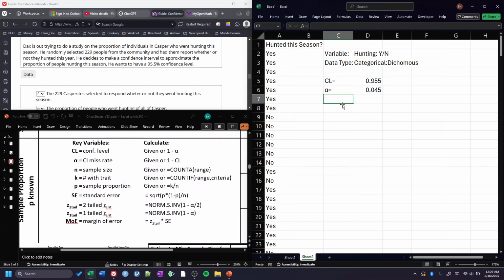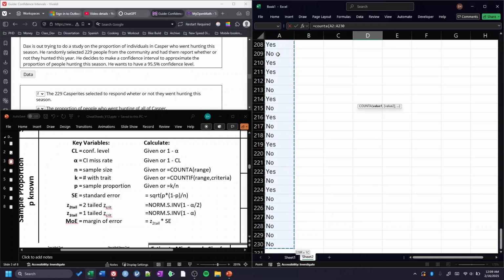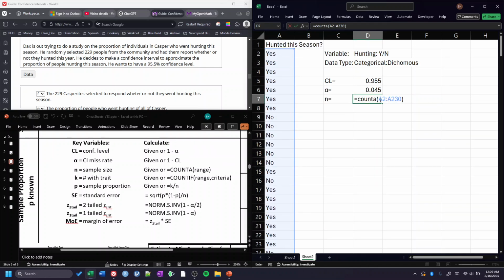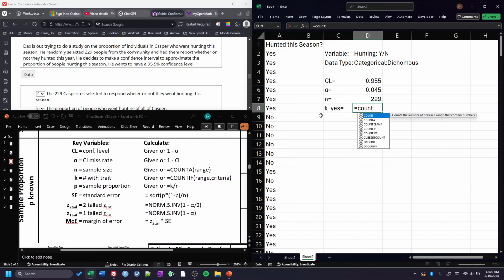Next thing I want is my sample size. So I'm going to say n equals, and to get that sample size, we're going to do count A. So we'll say equals COUNTA, and let's select the data. I'm going to select the first one, Control Shift Down, parentheses, and copy those real quick, Control C, so that I have that range. I'll hit enter. So the sample size that we have is 229. I'm going to label this first one as K yes, the number of people who said yes. And I'm just going to do equals COUNTIF. COUNTIF is a really good function.